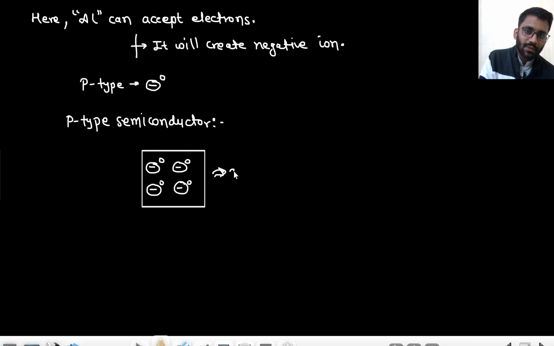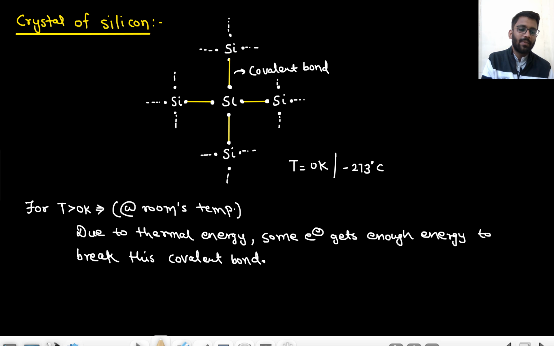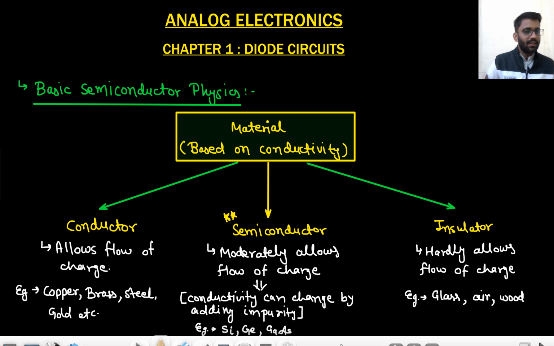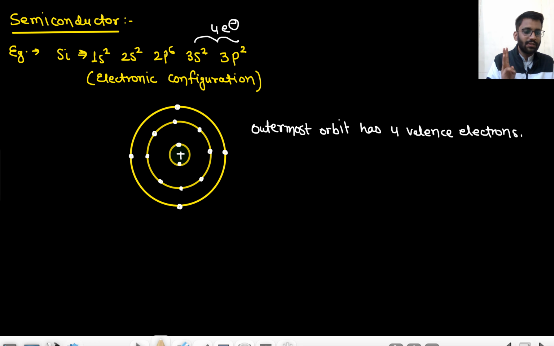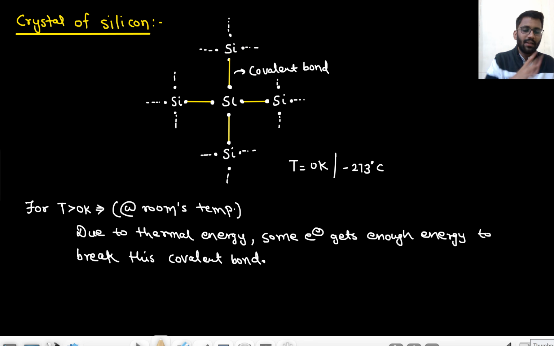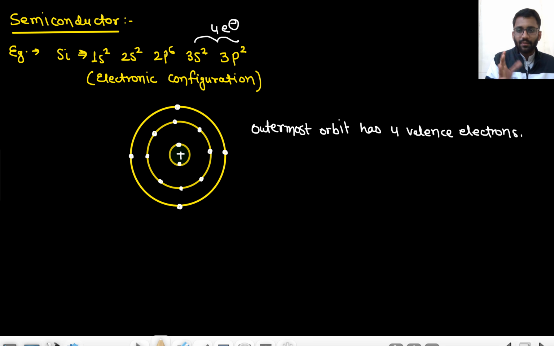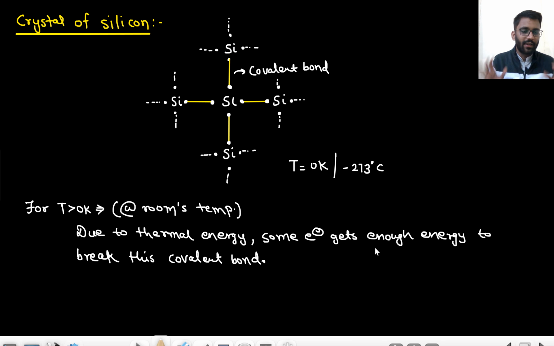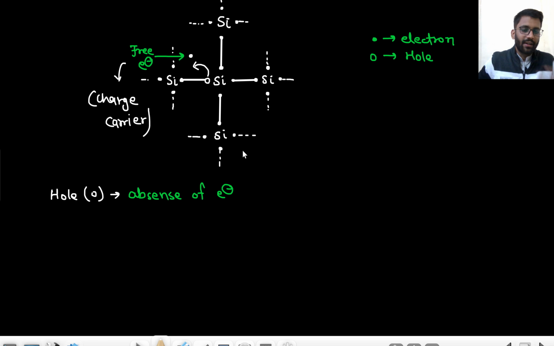So let's revise whatever we have studied in these 20 minutes. First we saw that there are three types of materials: conductor, semiconductor, and insulator. Based on conductivity, a conductor allows the flow, a semiconductor moderately allows it, and an insulator doesn't allow it. Then in silicon there are 4 electrons in the outermost orbit, and they can make covalent bonds. This is pure silicon. At room temperature, due to thermal energy, some bonds are broken, creating a vacancy known as a hole, and the electrons go outside. A hole is nothing but the absence of an electron.